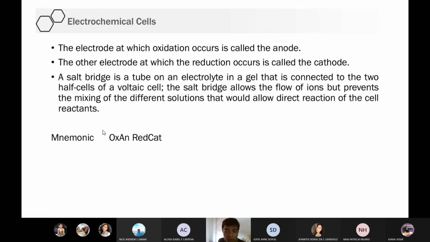Okay? So for you to remember this, use this mnemonic: AN OX, RED CAT. The AN OX has a red cat. Okay? So that's the mnemonic here.